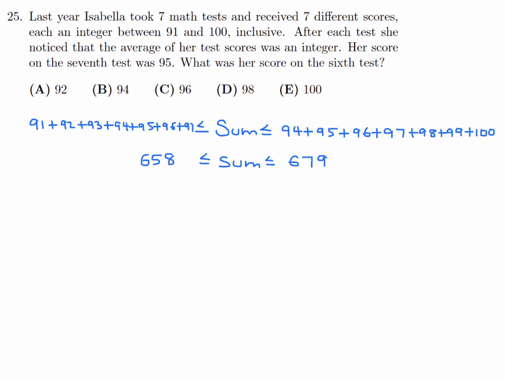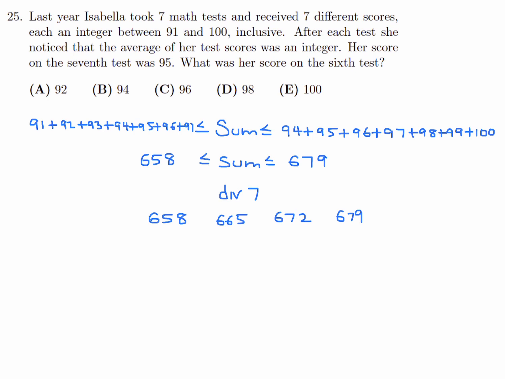And this sum must be divisible by 7, because remember, when you take the average, it has to be an integer. So if you take the average of 7 numbers and you divide by 7, that has to be divisible by 7 in order to give an integer. That's why we know that this sum has to be divisible by 7. Well, the only numbers that are in this range that are divisible by 7 are 658, 665, 672, and 679. Okay, so we narrowed it down to 4.